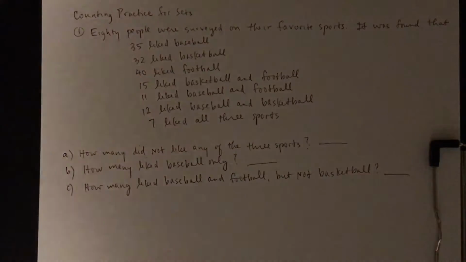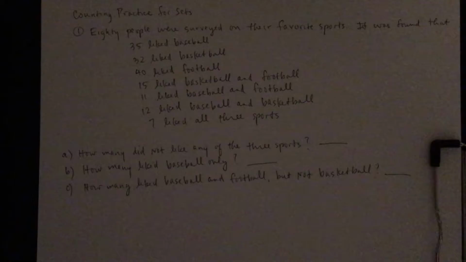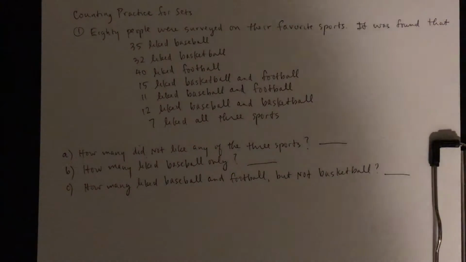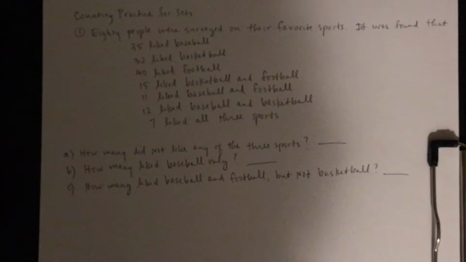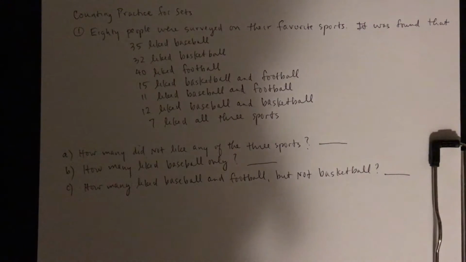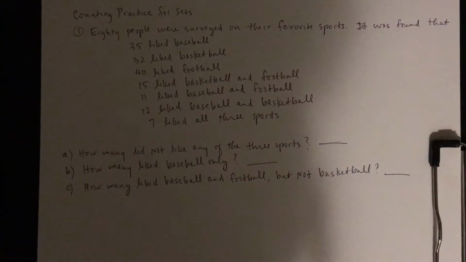Okay, we're going to work the first problem on the worksheet, Counting Practice for Sets. The first problem, 80 people were surveyed on their favorite sports. It was found that 35 liked baseball, 32 liked basketball, 40 liked football, 15 liked basketball and football, 11 liked baseball and football, 12 liked baseball and basketball, and 7 people liked all 3 sports. We need to answer the 3 questions.